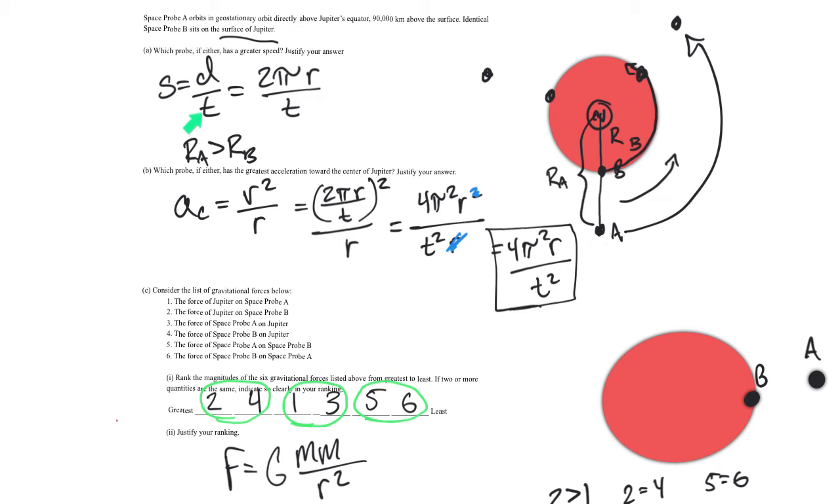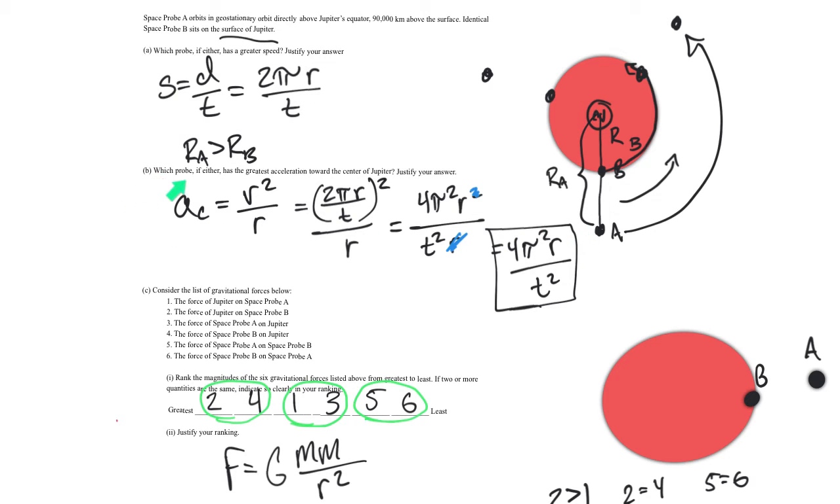So speed then is distance divided by time. Distance is going to be the circumference of this circular path that I create, which is 2 pi r. And because we know r of A is greater than r of B, then we can say that A has a greater speed than B. It's going to cover a greater amount of distance in an equal amount of time.